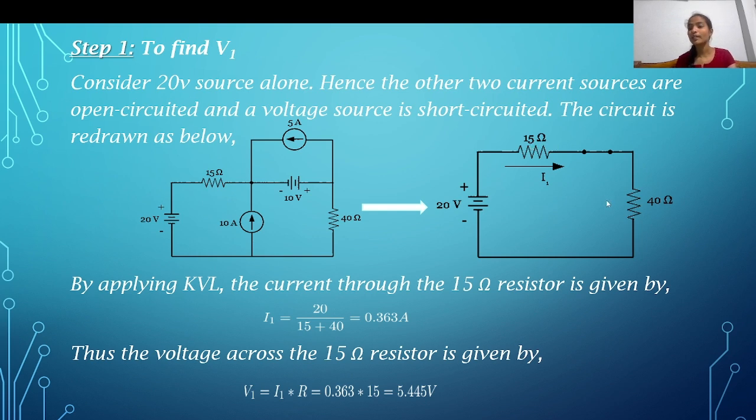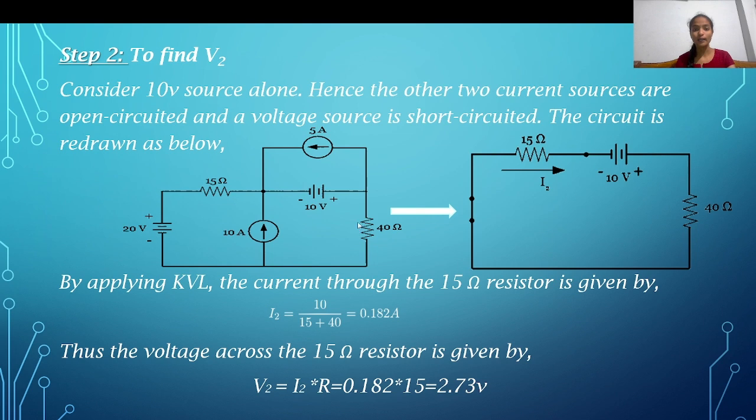Here the 15 ohm and 40 ohm resistors are in series. So our total is 15 plus 40, that is 55 ohms, and I1, the current through the 15 ohm resistor, is 0.363 amperes. So here we can find V1 as 5.445 volts.